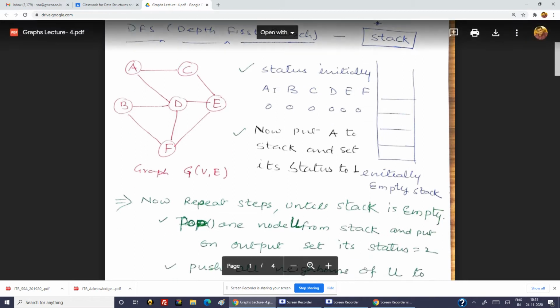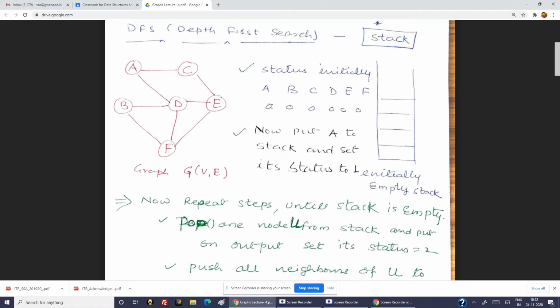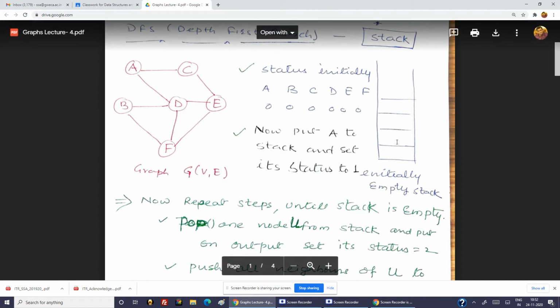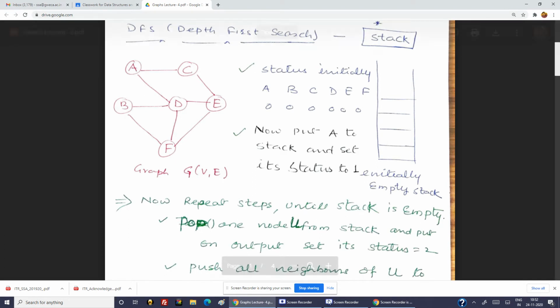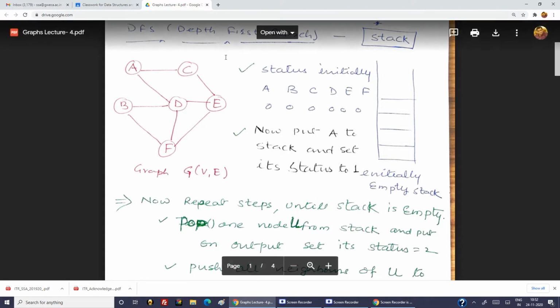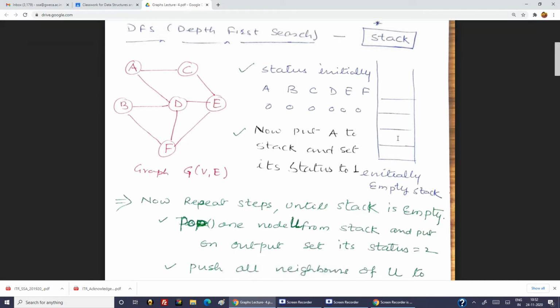So status of all the nodes initially is 0. Status of nodes, we are taking 3. I am reminding you 0, 1 and 2. 0 means they are not yet processed, nothing is done with them. Status will become 1 when a node is pushed on the stack, and when it is taken out of stack and appended to the output, status of the node will become 2. So 0 when nothing is done, 1 when pushed to stack, 2 when popped out from stack and pushed on the output. So let us start.